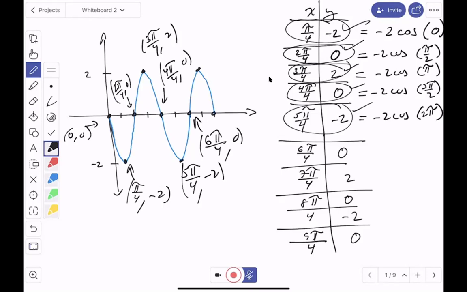All right, and I'm just counting. That's all I'm doing. What's this point over here? 7 pi over 4, comma 2. Whoops. This point, 8 pi over 4, comma 0. Sorry about that.